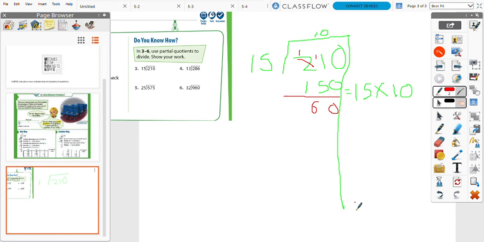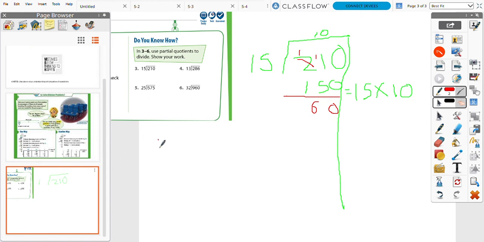Now we know I can't do 15 times 10 because that's 150. Now you really do have to start thinking of your factors of the number that's in your divisor, which is 15. So 15 times 2 is 30. I can go that way. I could subtract 30 and then another 30. However, 15 times 4 should be 60, correct? So 15 times 2 is 30, 15 times 3 is 45, 45 plus another 15 is 60, right?